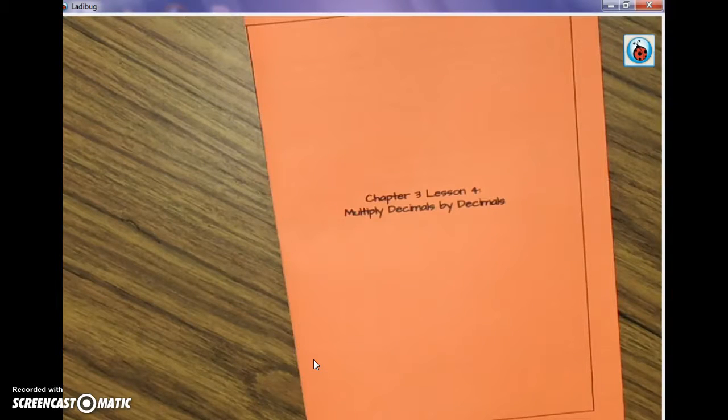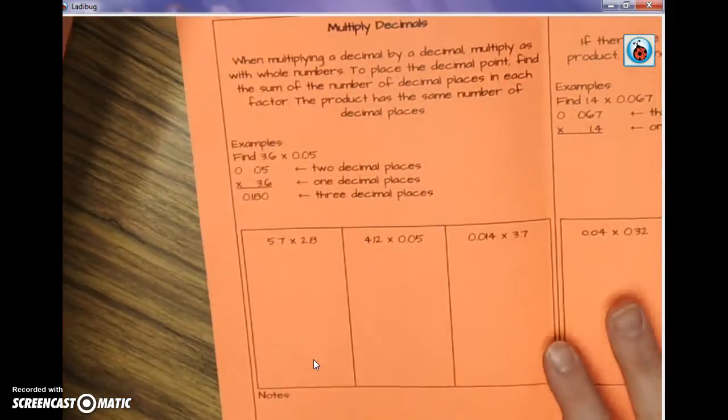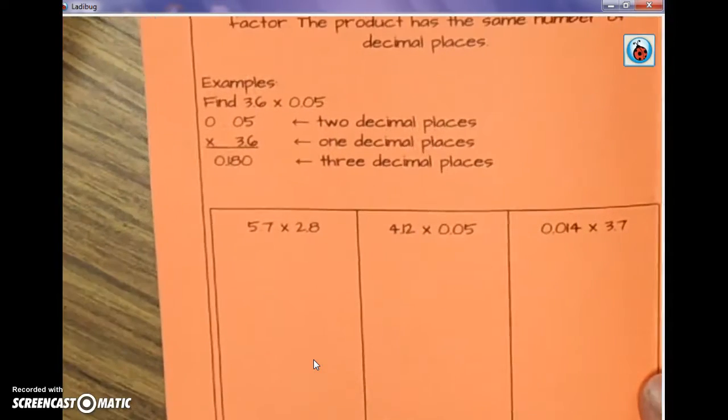Multiply decimal by decimal. Who was the person on Friday that got the problem that had decimal by decimal up on the board? It was the one on the very right-hand side. It had a decimal in the top number and a decimal in the bottom number. Okay, that's what we're doing today. So we're going to multiply a decimal by a decimal.